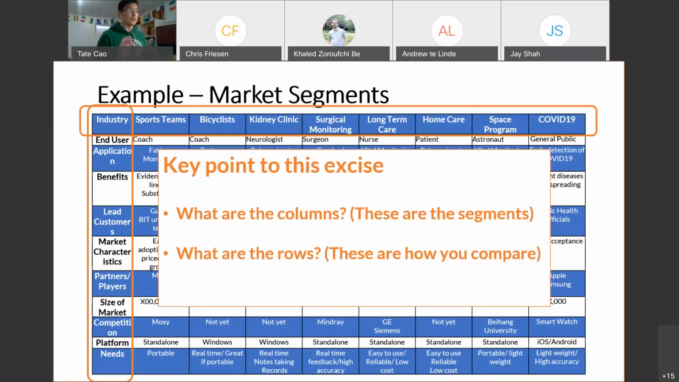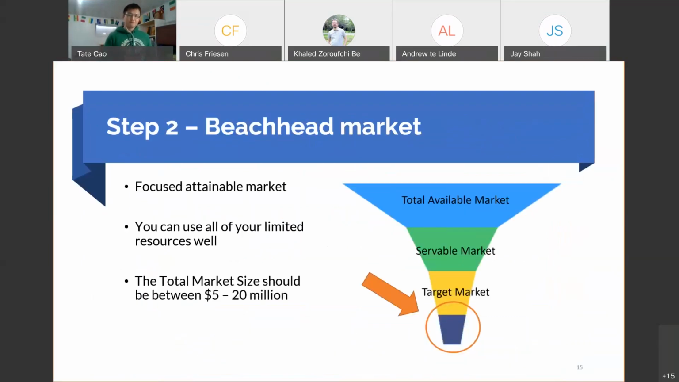What I want you to be able to do after this is focus on what the columns are, what the different industry segmentations you can focus on are, and what the roles are, something you can look at and then compare how attractive different segments are. And then from there, I want you to be able to focus on a market that's fruitful enough, because there are lots of opportunities there. The whole world is your oyster. The problem is you only start with limited resources. So what you want to do is focus on a beachhead market.